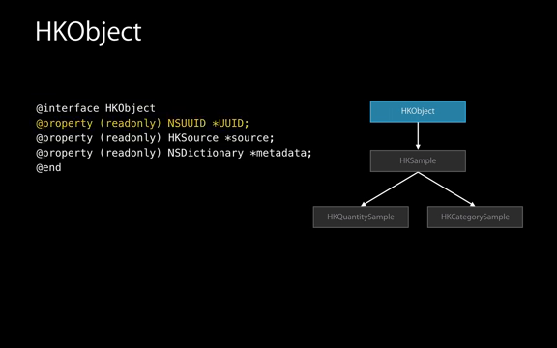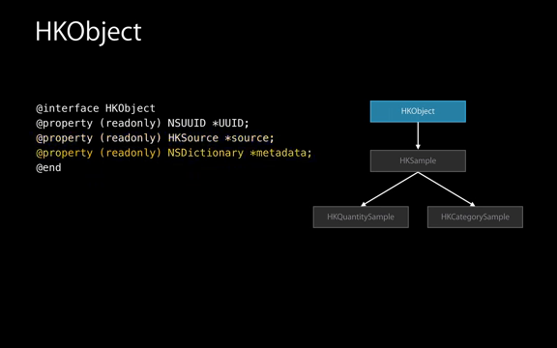Every object has a UUID, which is a unique identifier that is persisted for the lifetime of the object, so you can count on this always being the same. They also have a source. Because health information is so sensitive, we wanted to make sure that every object could identify where it came from. Each application represents its own source, but sources can also be pieces of hardware, such as a Bluetooth heart rate monitor or the step tracker in your phone.